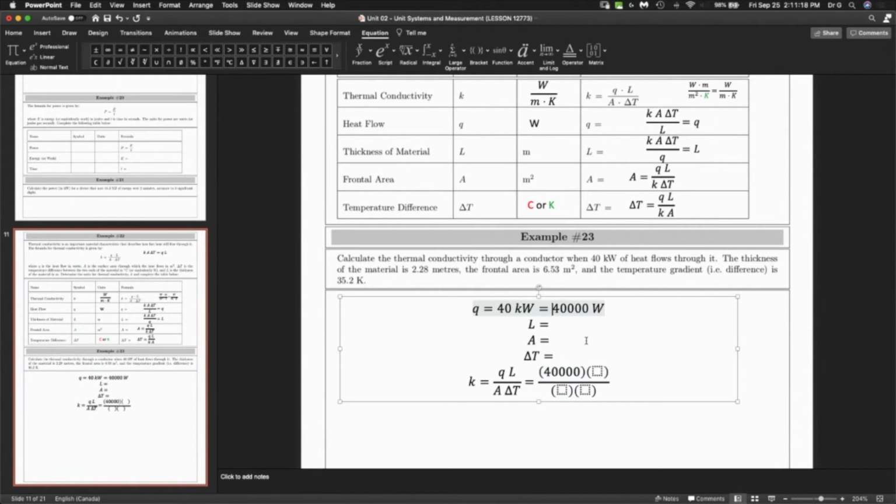Okay, L. L is the length of the actual, or the thickness, I should say, of the material, as mentioned here, and it's in meters. Do we have meters here? Yeah, we have meters. Okay, so that's 2.28 meters.